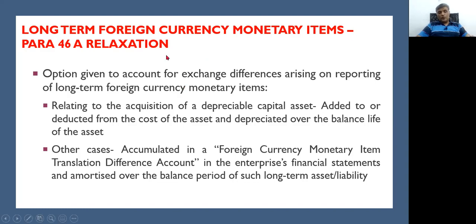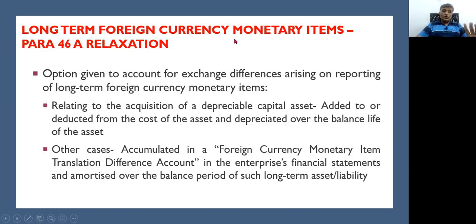The small relaxation given to us is in terms of para 46A. Otherwise, by default, any exchange differences relating to a monetary item, we would take to the P&L account as an income or expense. But the only relaxation is para 46A. If it relates to a long-term foreign currency monetary item, and that is used to buy or acquire a depreciable capital asset, then instead of taking the exchange differences to the P&L account as an income or expense, you can adjust it in the cost of the asset and depreciate the asset accordingly. So that option is given to us. It is up to the company whether they want to exercise this option or not.